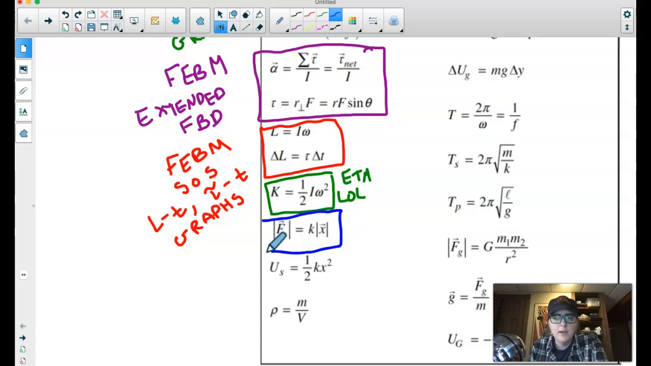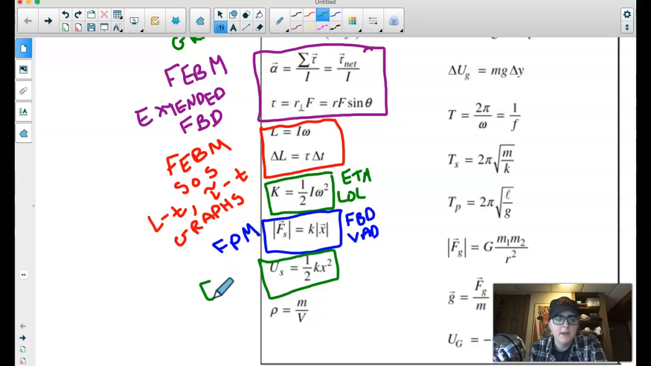Next up, we have one that goes back to FPM above. This is something that can show up on your FBDs, on your vector addition diagrams. This is the formula for spring force. Then we also have spring energy, which is something that's going to show up in energy transfer models. So if you do energy bar charts, this is one of the types of energy you can have.